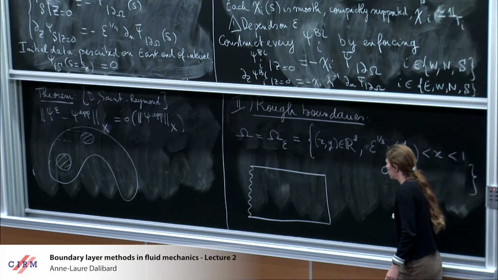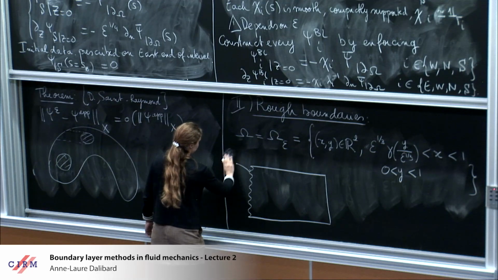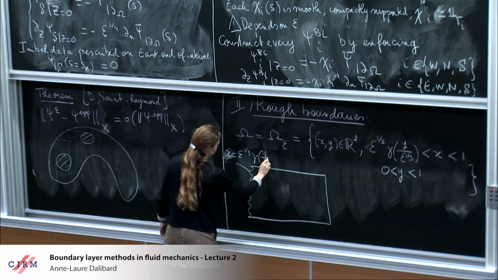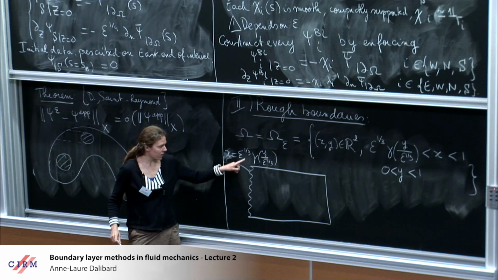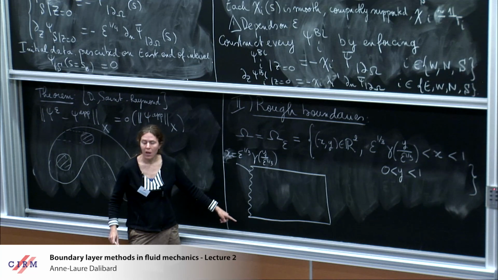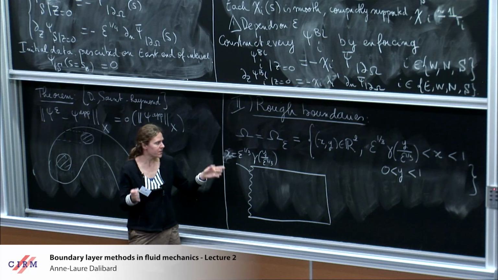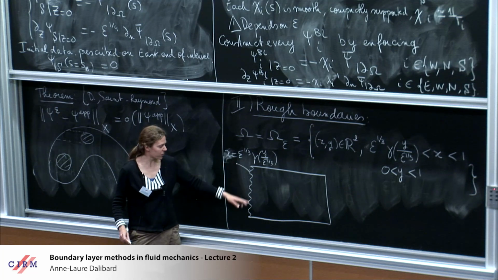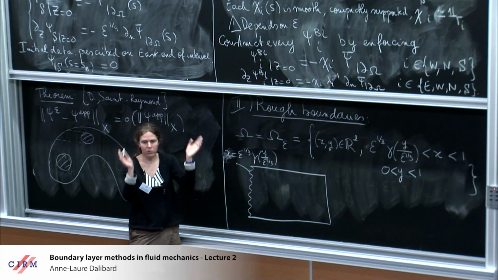This is my boundary, x equals epsilon^(1/3) gamma(y/epsilon^(1/3)). The goal is to study the influence of, let's say, a rough coast. For the sake of the presentation, I took something very simplified: flat boundaries everywhere except on this one, where there is a perturbation of a flat boundary. But you can do something much more general. You can have curved boundaries everywhere, or take a perturbation of a curved boundary and so on.